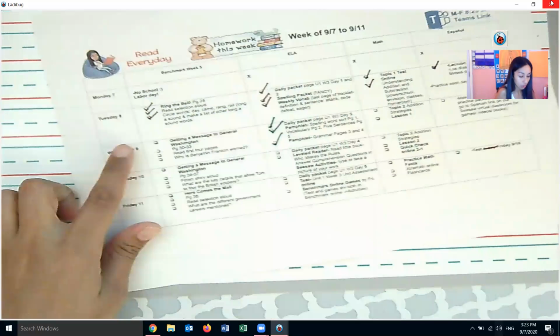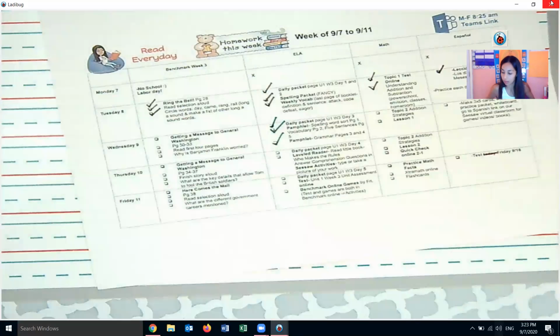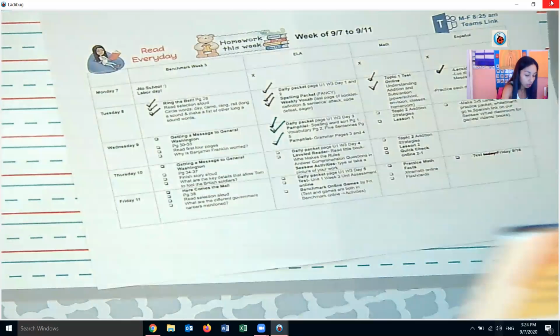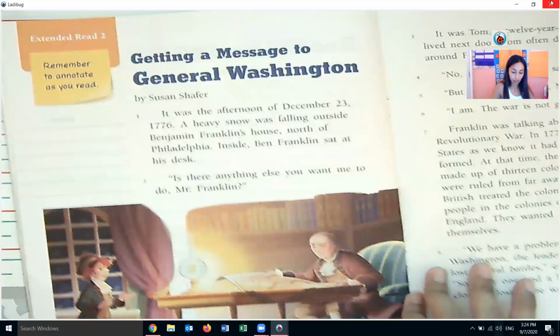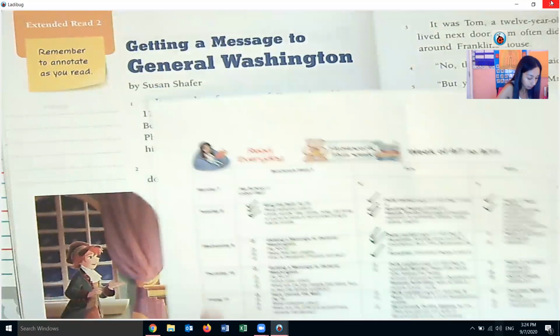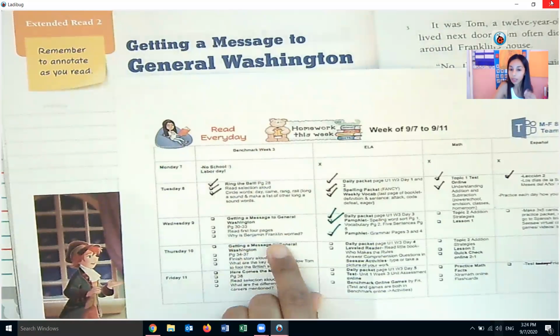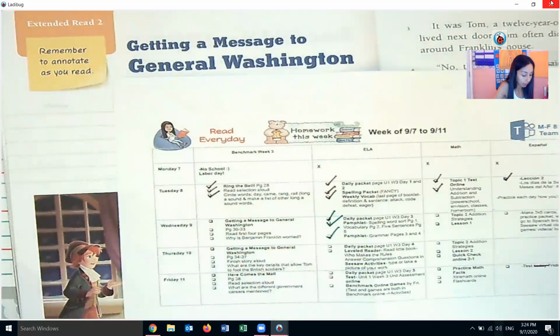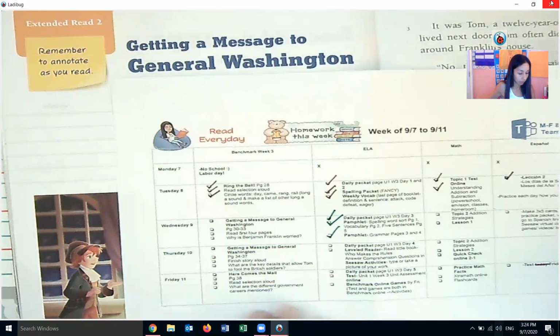Which now takes us to the Getting a Message to General Washington piece. So that's our story, and we're only going to read pages 30 through 33. So just the beginning of the story, and then we just have one thing to do. It says reread it, and then we're just going to answer the question, why is Benjamin Franklin worried? So as I'm rereading it, I'm just going to really focus on that because that's what I'm trying to look for in my home activity.